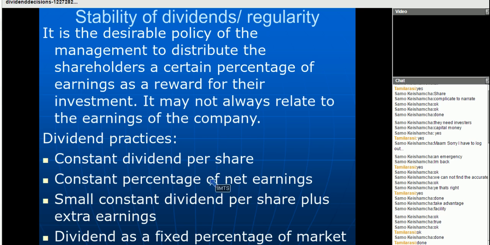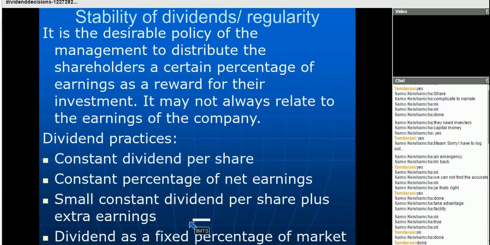So now these are the different types of practices which the company may follow. First is the constant dividend per share. This is the traditional approach, meaning 9 rupees per share. That may be the approach. Then constant percentage of net earnings. If the earnings are 50 lakhs, then maybe 5% will be distributed as dividend to the shareholders.